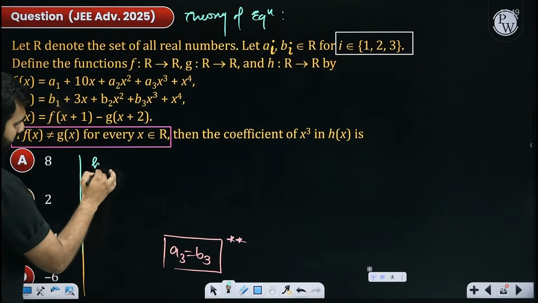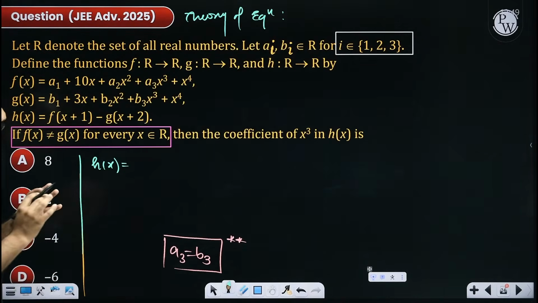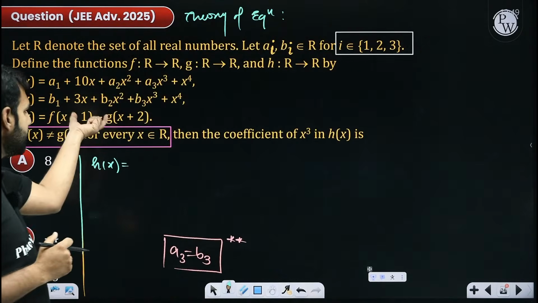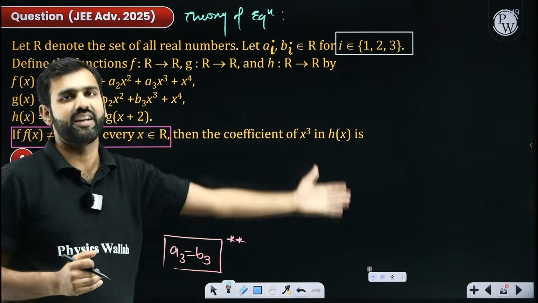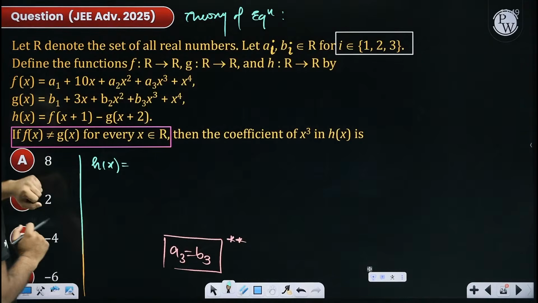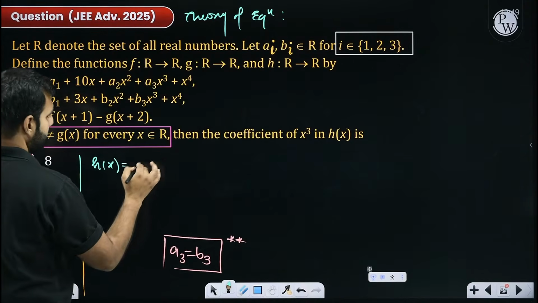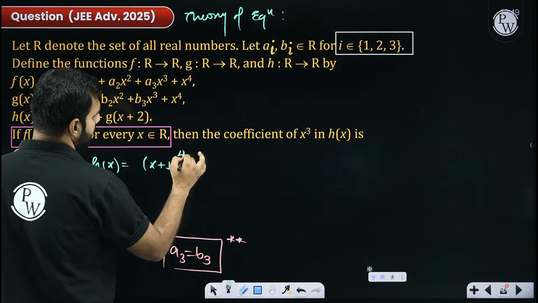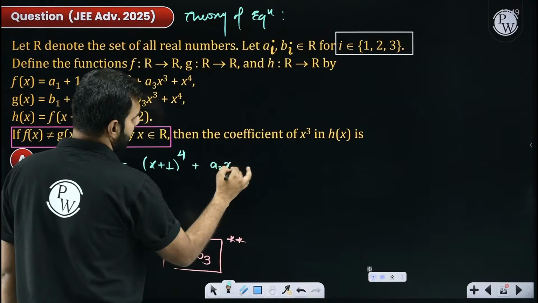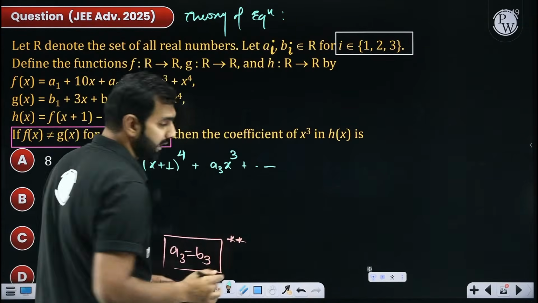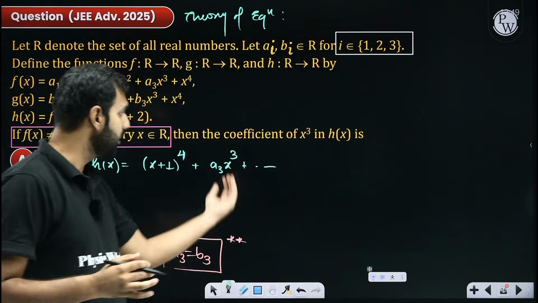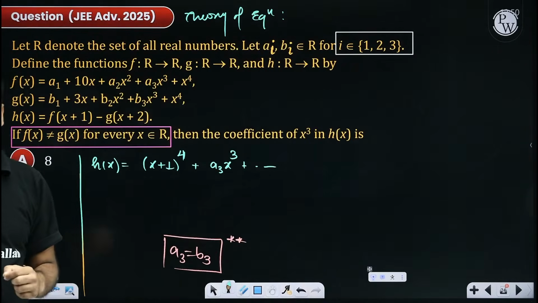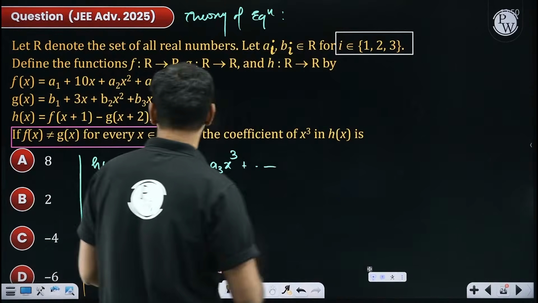If I now start defining h(x), I'll not be writing the complete h(x). We are not interested in that. I'm clearly interested in the coefficient of x cube in h(x). So h(x) is f of x plus 1. f of x plus 1 means what? (x plus 1) to the power 4, then plus a3 x cube and more terms, but I'm not interested in those terms because they'll be lower degree terms. I'm interested in the coefficient of x cube.